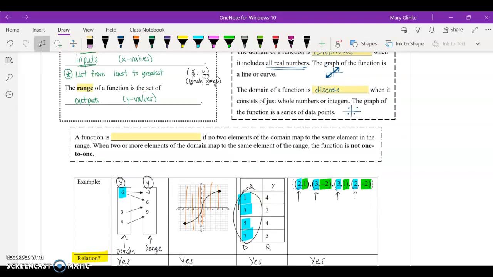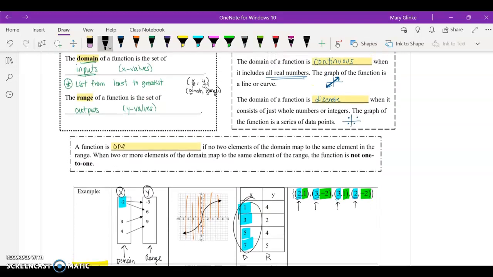And our last new vocabulary word is going to be something called one-to-one. So a function is going to be one-to-one if no two elements of the domain map to the same element on the range. What that means is there's no repeated x values or y values. You can't have any repeated x values. You also can't have any repeated y values. So it has to pass the vertical and horizontal line test.